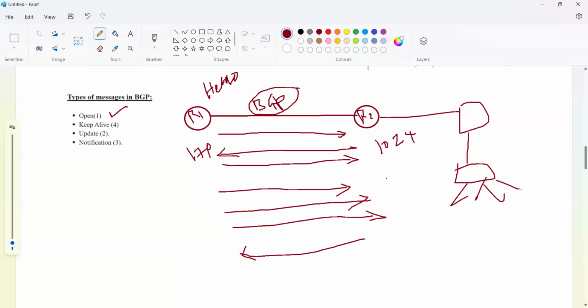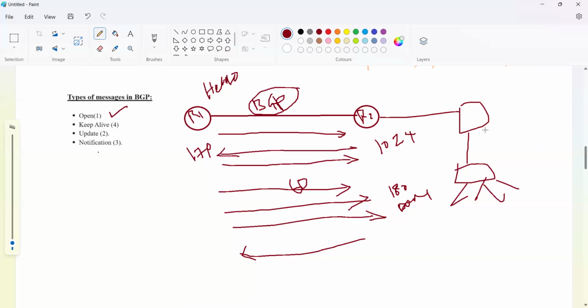And keep alive, every 60 seconds, it will be sent to check whether my neighbor is up or not. If my neighbor is down and not reachable, then it will wait 180 seconds. After that it will move to the down state. So in the update message, it will send the entire prefixes that it has.